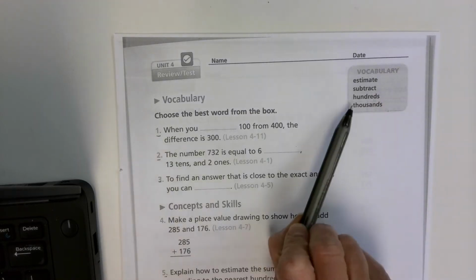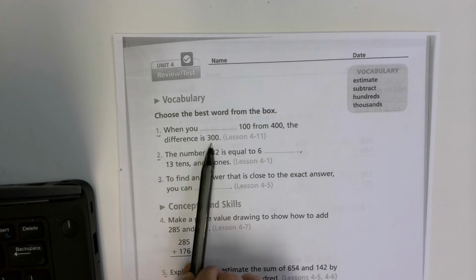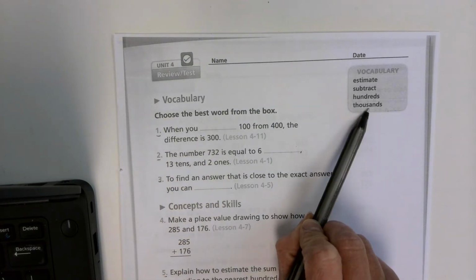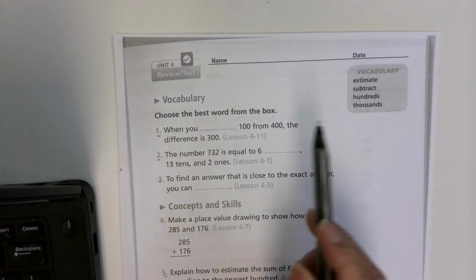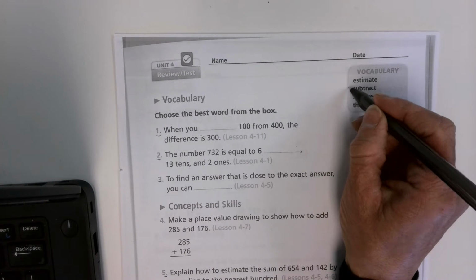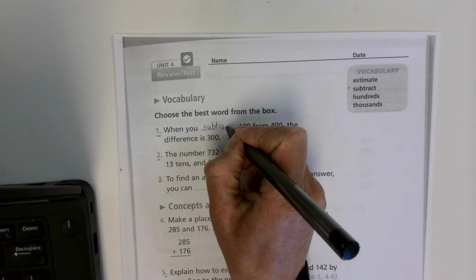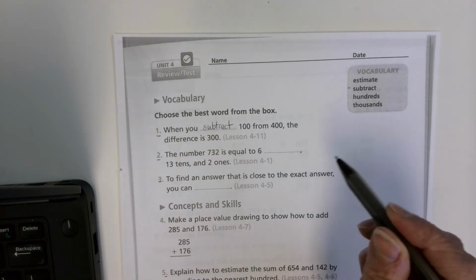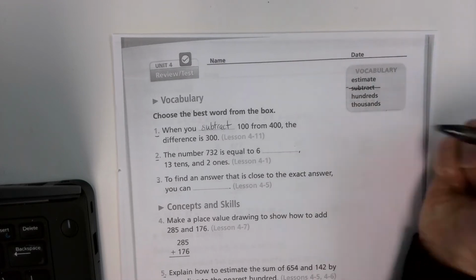When you hundreds 100 from 400, the difference is 300. Nope. When you thousands, that's the last one, 100 from 400, the difference is 300. So the only one that would work would be subtract. So I'm going to write the word subtract. You'll do the same for the rest of these when you finish this review on your own. I'm going to cross out subtract so I know it's been used.